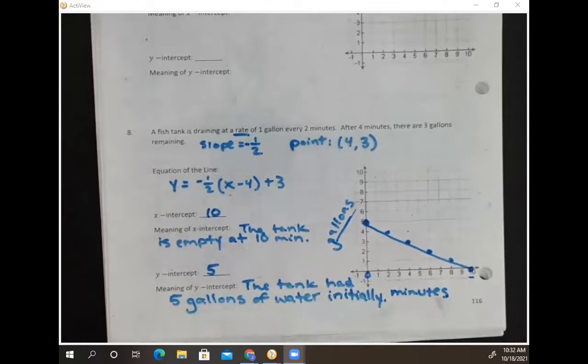Okay, so that's one of each type of your review problems. Again, your review problems are pages 113 to 116. You have a little bit of everything in there.